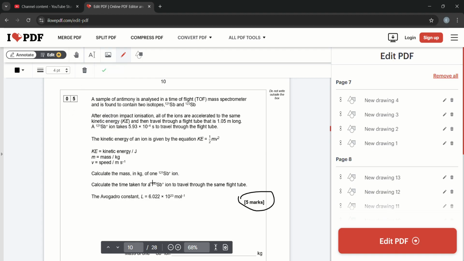But you have to highlight the key details. In this case, what I'm just going to do is cross out any irrelevant information. A sample of antimony is analysed in a time of flight mass spectrometer and is found to contain 2 isotopes. Okay, and what's the name of it? Antimony. Okay, after electron impact ionization, all the ions accelerate to the same kinetic energy and travel through a flight tube that is this long.